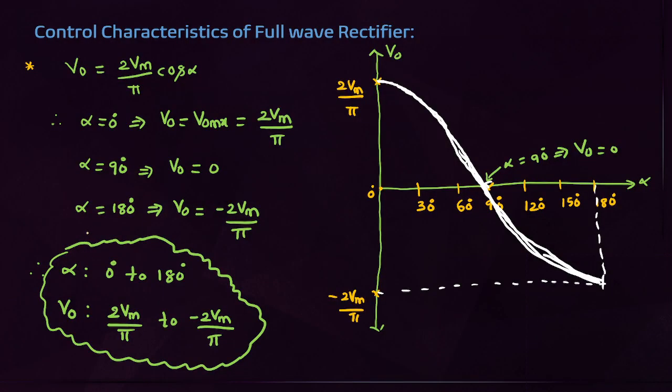Then, what are the control characteristics of a full wave rectifier or fully controlled rectifier? We know that the average output voltage of a fully controlled rectifier is V naught equal to 2 Vm by pi cos alpha. Substitute alpha 0 degrees, we get 2 Vm by pi. Substitute alpha 90 degrees, we get V naught 0. Substitute alpha equal to 180 degrees, we get minus 2 Vm by pi.